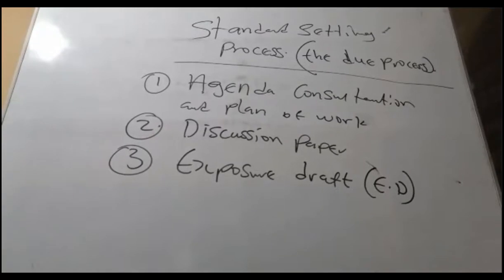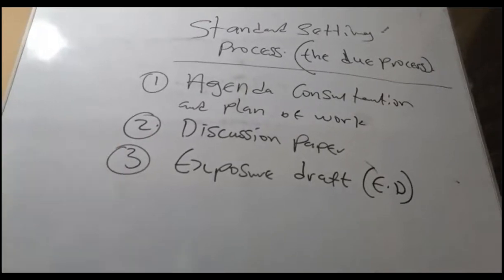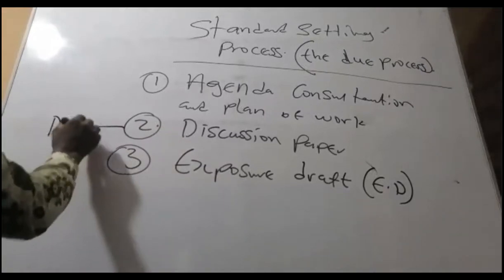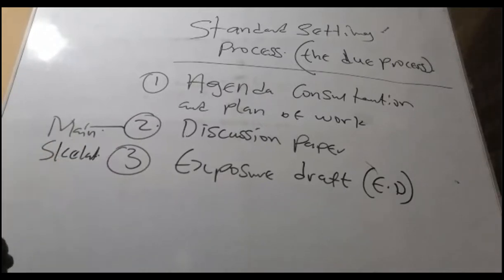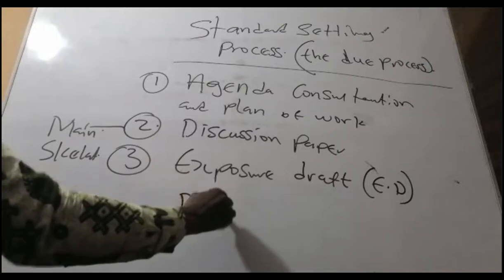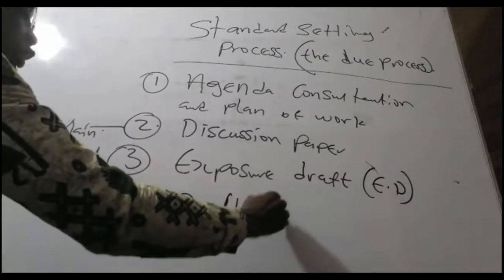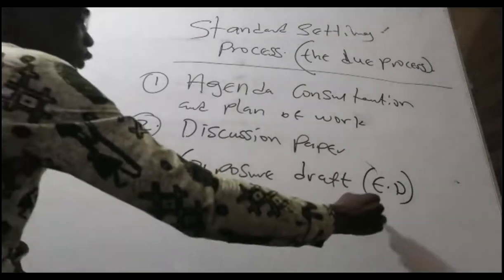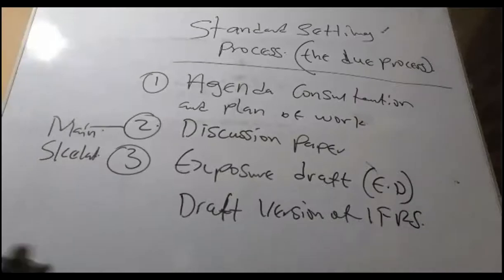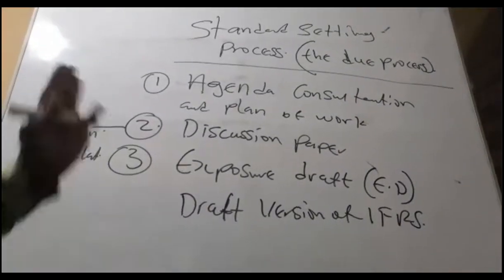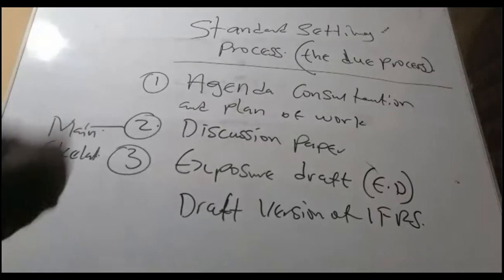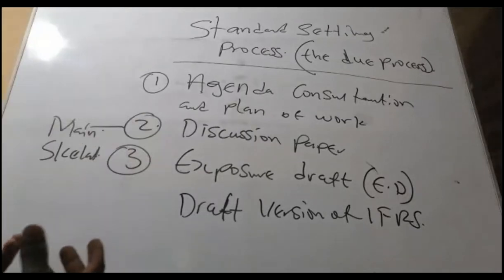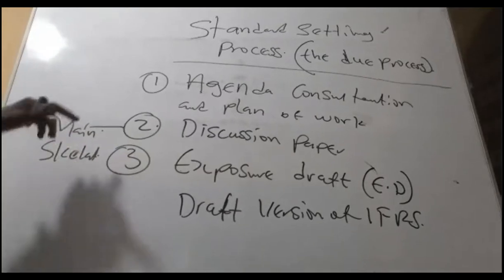So the exposure draft comes in. Now, the discussion paper is the main issues, or I just call it the skeleton. But the exposure draft talks about the actual draft version of the IFRS that they are developing. As soon as they accept it, that's the standard. Now they have to add more, expand the explanation, expand the objective, expand every item that they have included in the discussion paper.